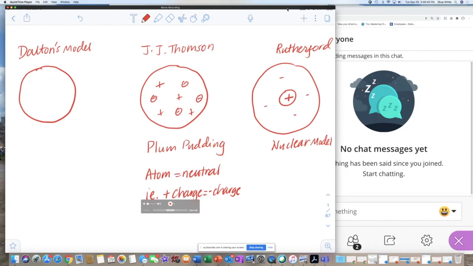Unlike over here, J.J. Thomson implied the electrons were kind of big. From the way he was talking about it, the plum pudding model and everything, he was trying to imply the electrons were significant and they were large.